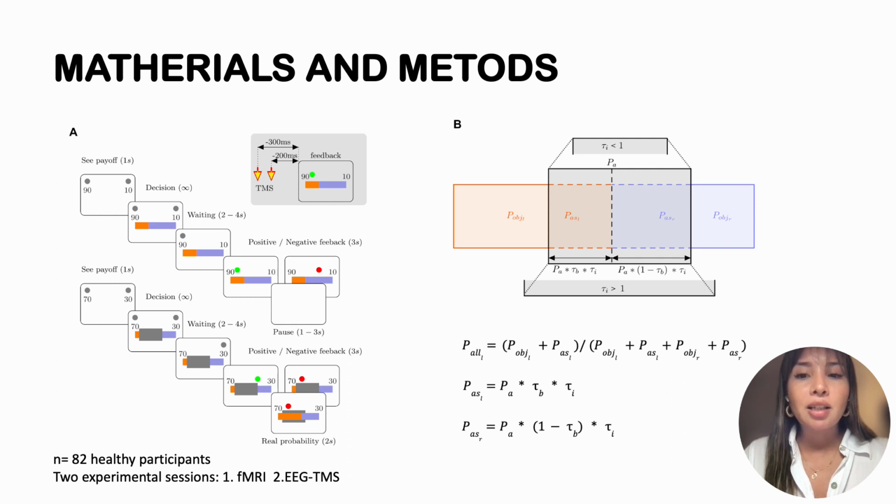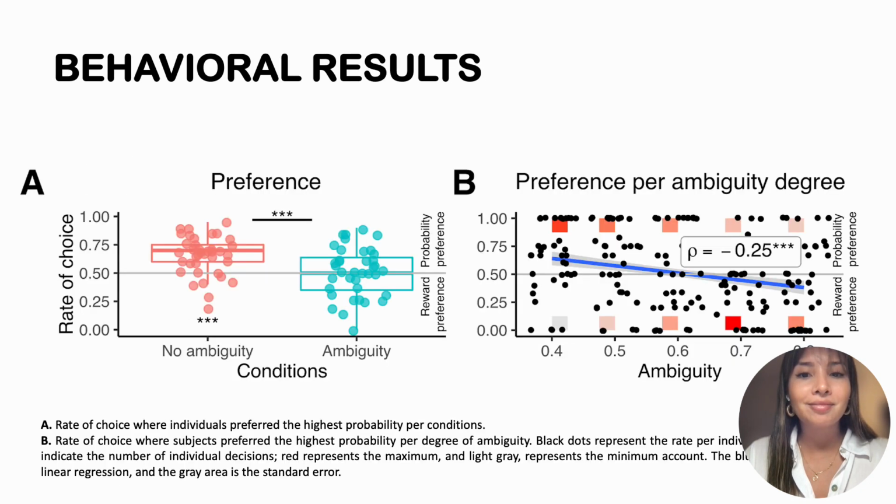The data were obtained in two experimental sessions. The first step was to analyze the brain activity under fMRI, and in the second step, we measured the brain activity under EEG and inhibited the parietal cortex with transcranial magnetic stimulation.